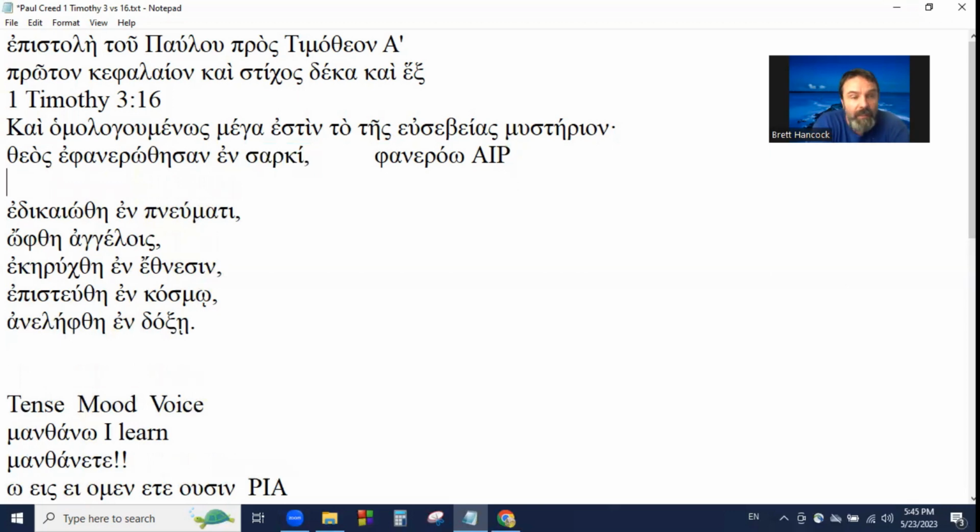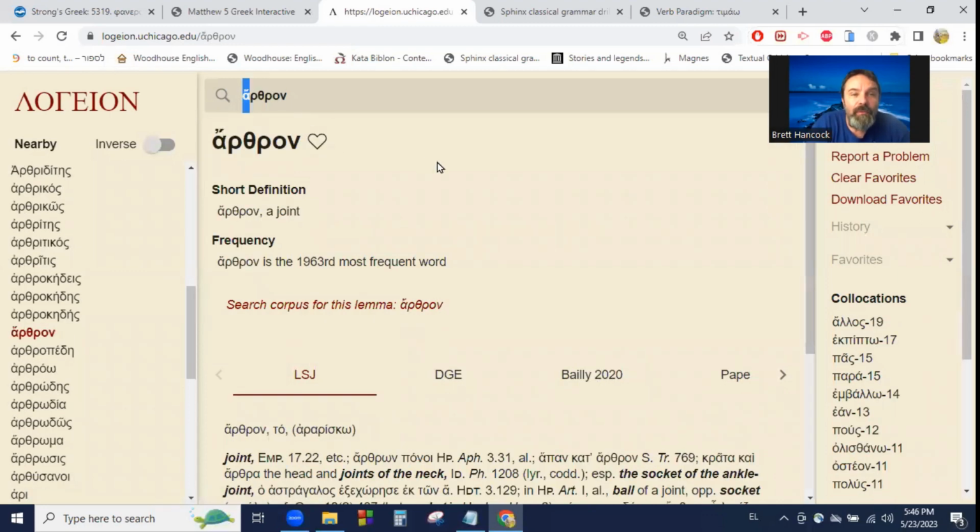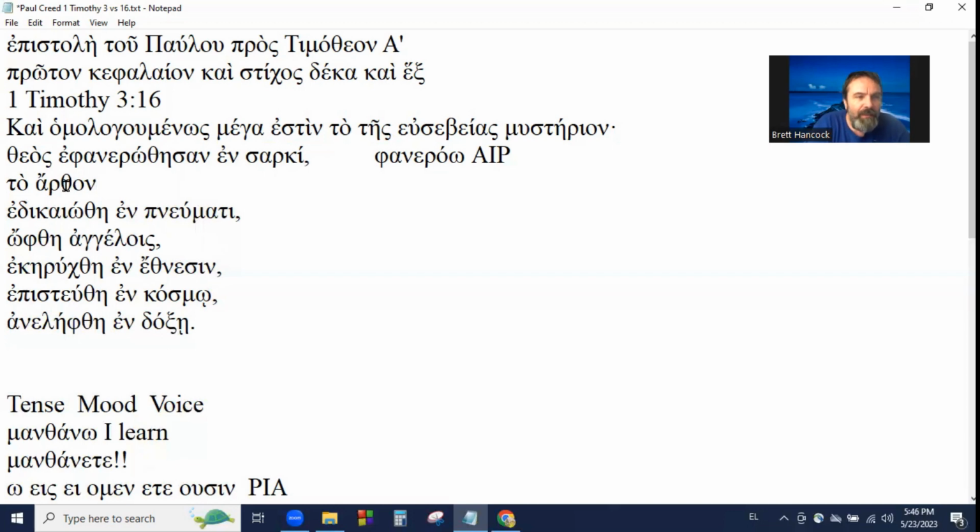I guess I need to remind you, I haven't even said it, how do you say article? To arthron, to arthron. I think the accent is not on the first syllable. Let's check that. Arthron. Oh, I forgot about the row right after it. Sorry. Yeah, there you go, first syllable. Arthron. I left it out here too, didn't I? That's a bad habit. To arthron, to arthron. So there's the article.